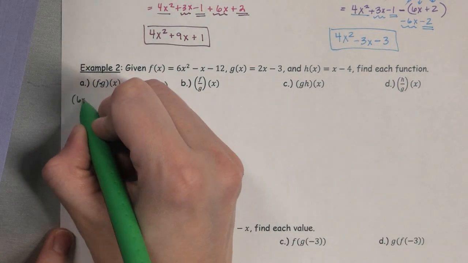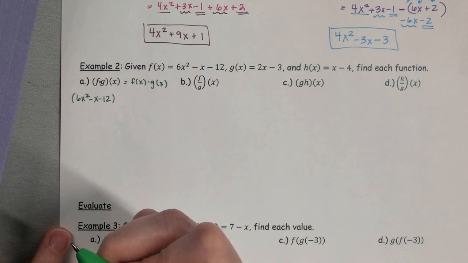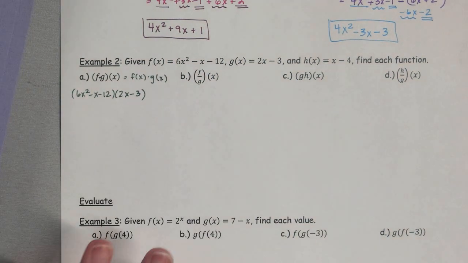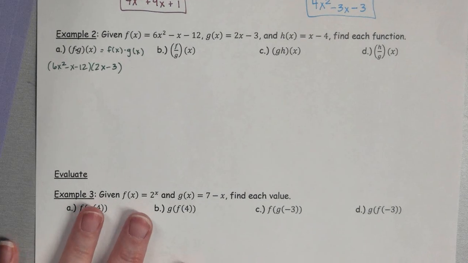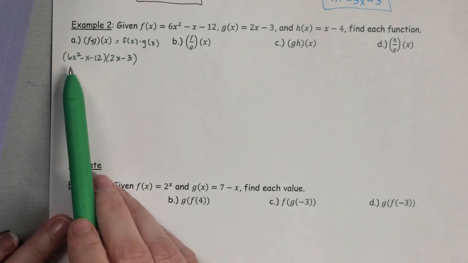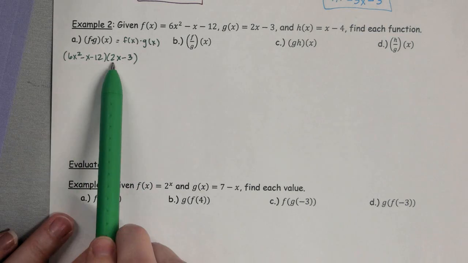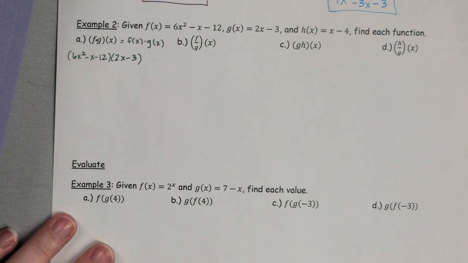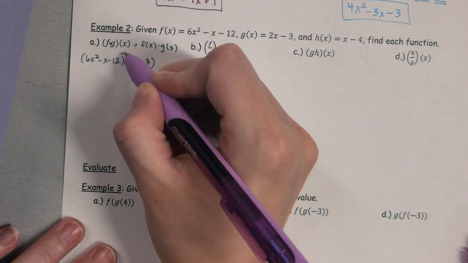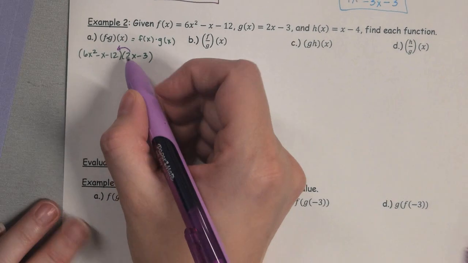So let's set this up. This is 6x squared minus x minus 12. So put that in parentheses, and then your g of x is 2x minus 3. So again, we've done problems exactly like that in chapter 3. It's just the notation here is a little bit different. So you can distribute, you can multiply everything by 6x squared, then negative x, then negative 12. I'm going to do mine the opposite way. I'm going to multiply everything by 2x first, and then I showed you this trick when we did this before.